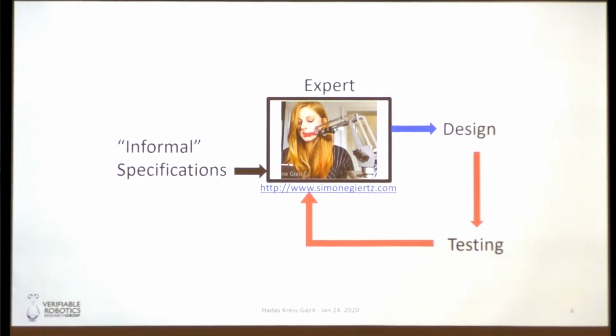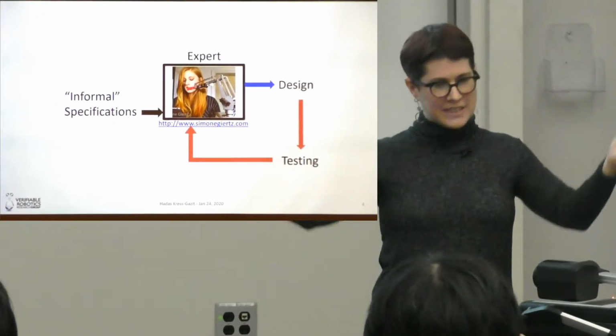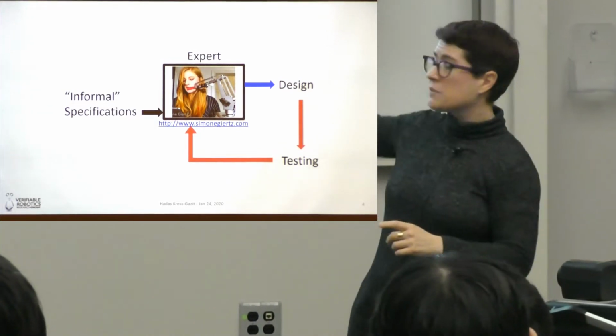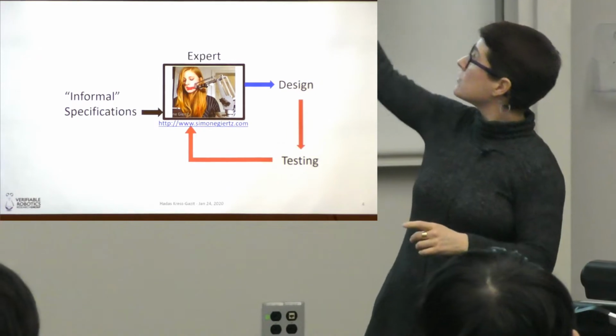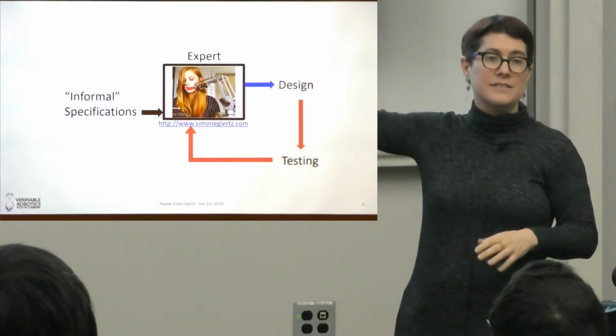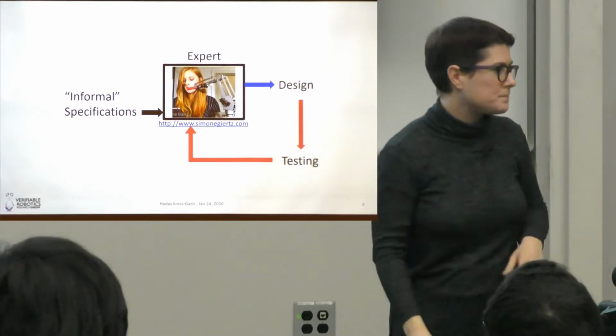So we have some informal specification: I want a robot that puts on lipstick. I have a designer, an engineer, in this case an amazing, as she calls herself, non-engineer, but really she is, that builds the system. The person, or the team of people, which is much more appropriate, creates the design. And then there's a process of testing. I'm going to try it out. It's going to not work well. I'm going to try it out again. That's the design cycle, the way we develop systems these days.